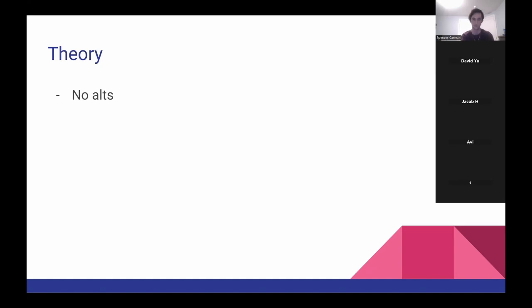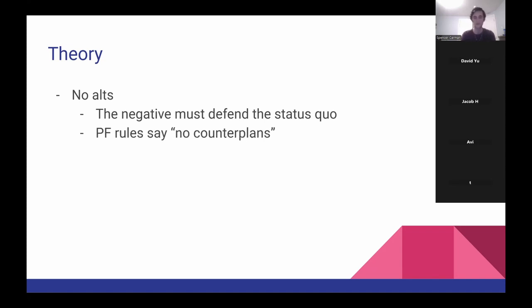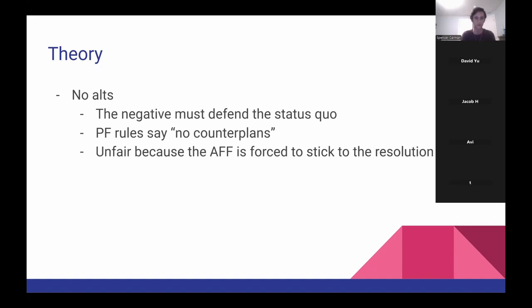So first, just no alts. This says that basically the negative must defend the status quo, and they can't defend some sort of alternative or something else that they create. They must defend what's given to them in the resolution. In my opinion, the strongest standard for this is that the PF rules just straight up say no counterplans. So if you can win that the alternative is adjacent to what a counterplan would be, then it should be forbidden by the rules.